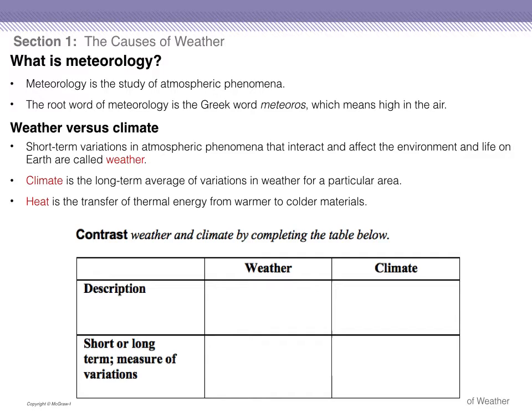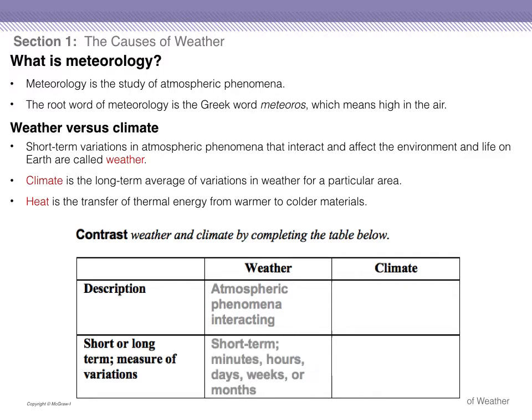Remember from chapter 11 that heat is a transfer of thermal energy from warmer to colder materials. Now, I want to contrast weather and climate using the table below. So if I was going to describe weather, I would say that it is atmospheric phenomena interacting, and it is short-term in minutes, hours, days, weeks, or months. Climate, on the other hand, is long-term variations of weather, and we're talking 30 years or more.